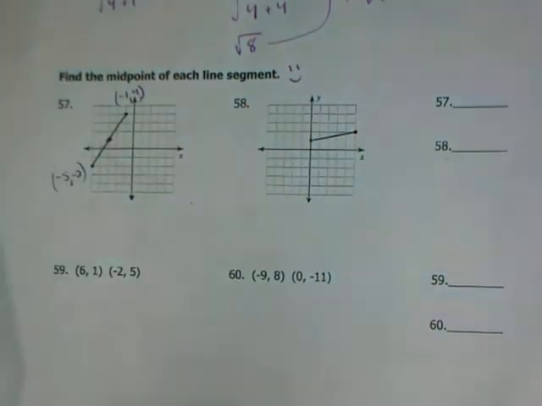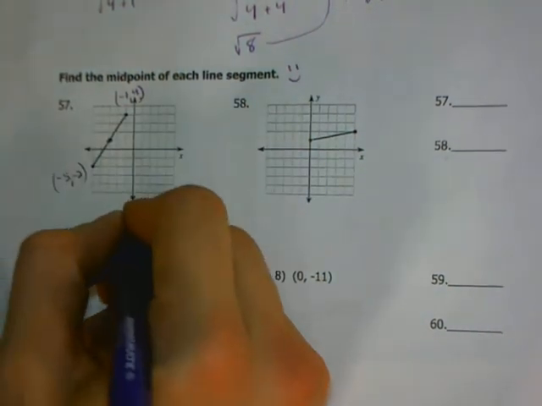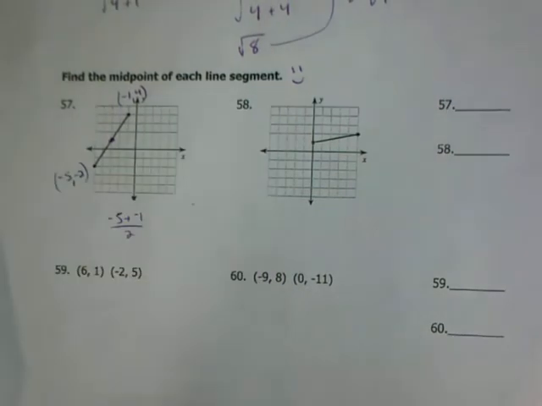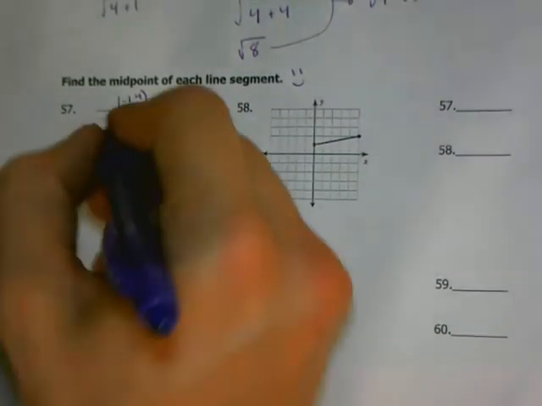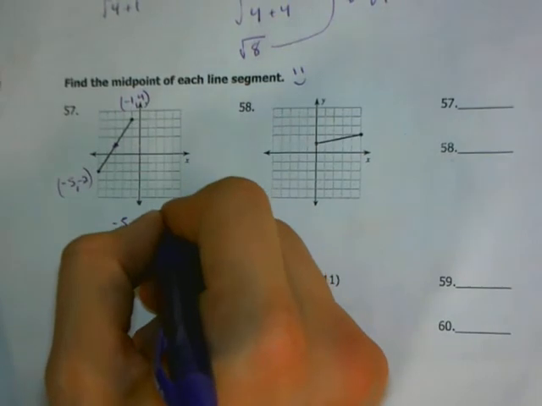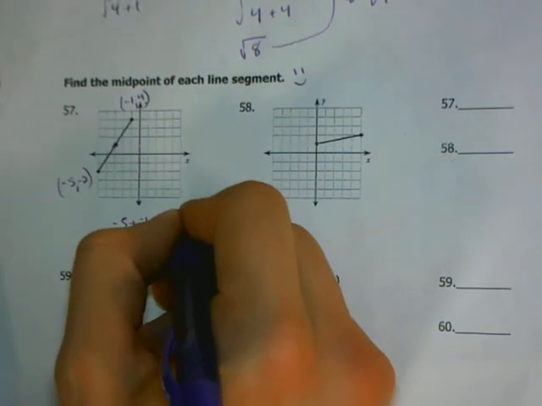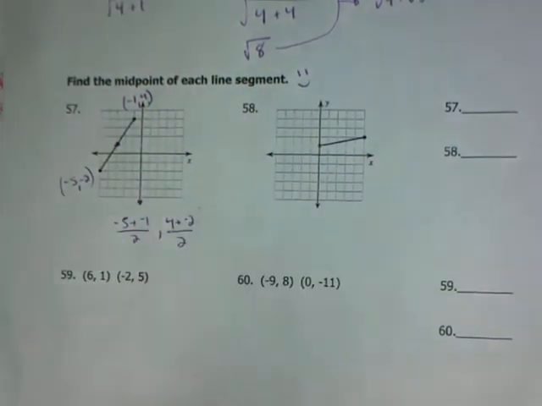I want the average for my x's. So I'm going to take them and add them together, divide by the total number. There are only 2, so I'm going to divide by 2. I want the average for my y's. I'm going to take them, add them together, divide by 2. Notice the signs. Got to keep the signs.